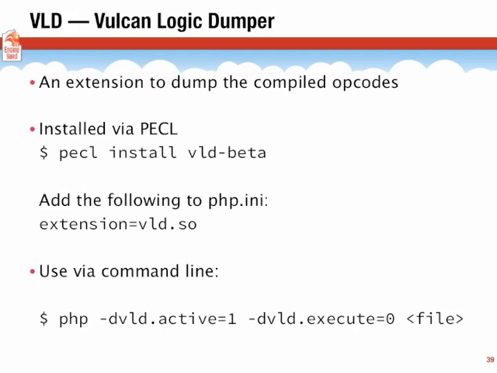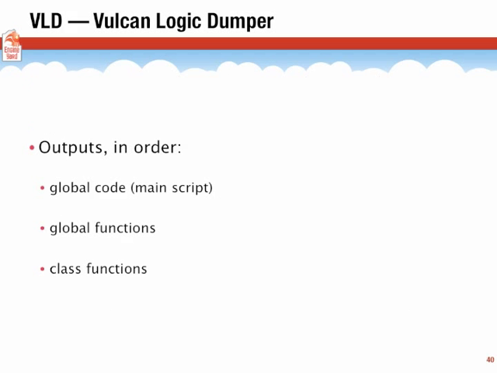To use VLD, we do so by passing a couple of INI flags to the command line, along with the file to dump the opcodes for. These INI flags enable VLD and disable actual execution of the code. We do it this way so we don't have to keep modifying our PHP INI with these settings to be able to use code normally.